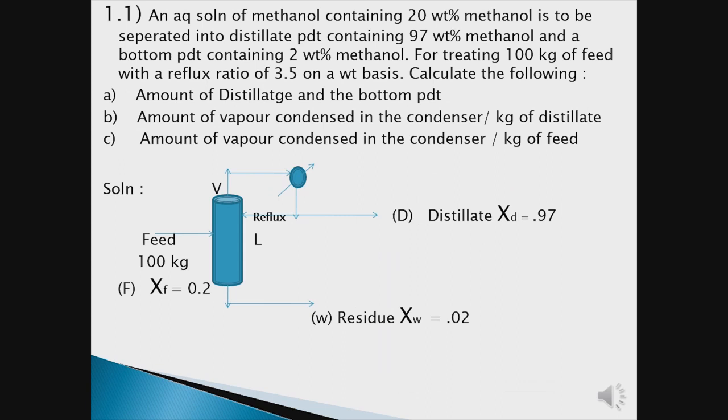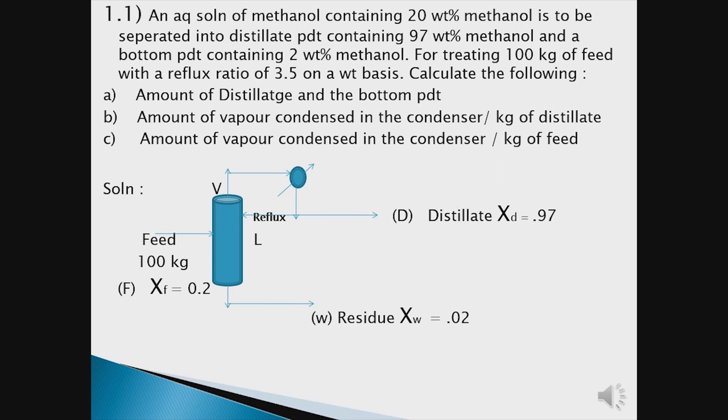Now let's discuss a problem from the unit operation distillation. An aqueous solution of methanol containing 28% methanol is to be separated into a distillate product containing 97% methanol and a bottom product containing 2% methanol. For treating 100 kilogram of feed with a reflux ratio of 3.5 on a weight basis, calculate the following: A, the amount of distillate and the bottom product; B, the amount of vapor condensed in the condenser per kilogram of distillate; and C, the amount of vapor condensed in the condenser per kilogram of feed.